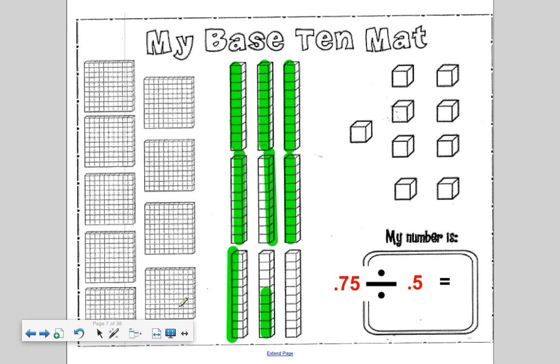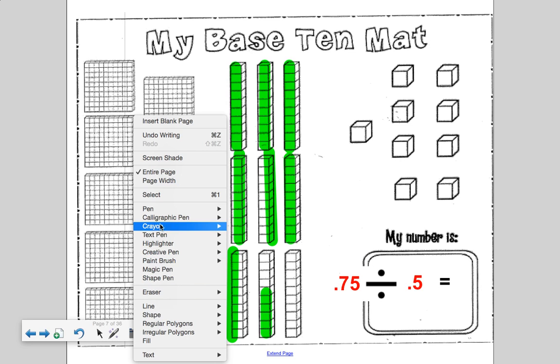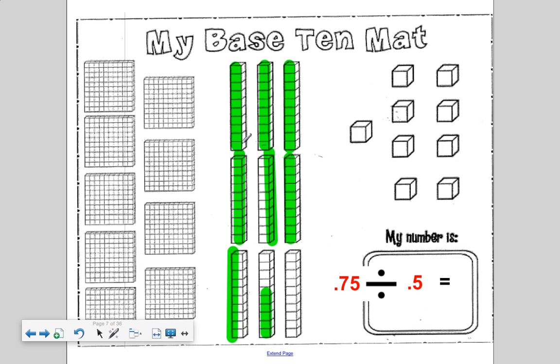How many groups of 5/10 go into 75 hundredths? One group. Ooh, we don't have enough here. So if one group goes into it, we have 25 pieces left. So 25 out of 50 pieces. Do you know another way to say 1 and 25 fiftieths? Isn't 25 half of 50? So 1 and a half.